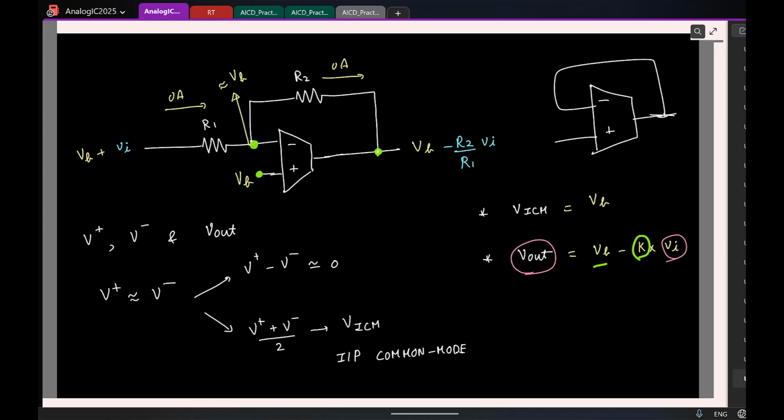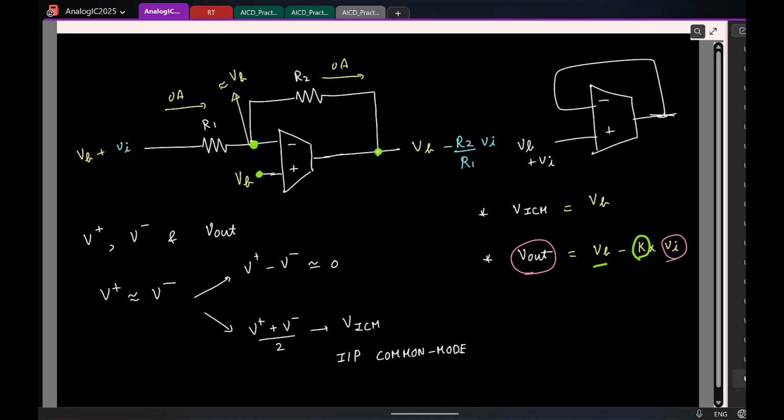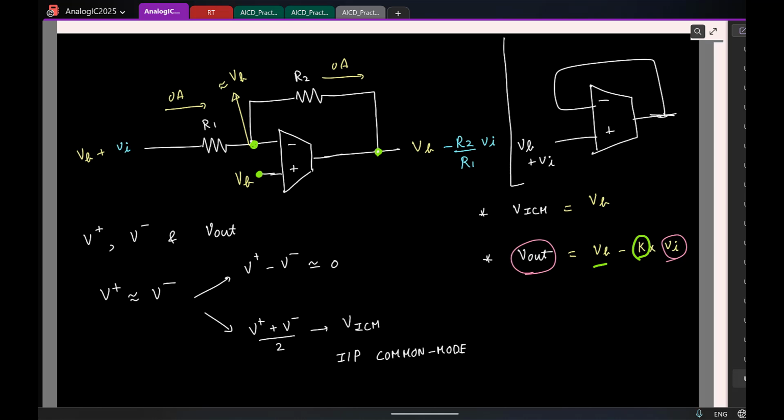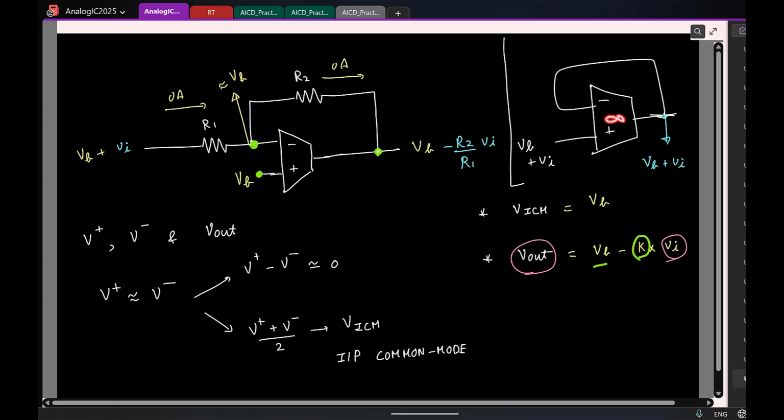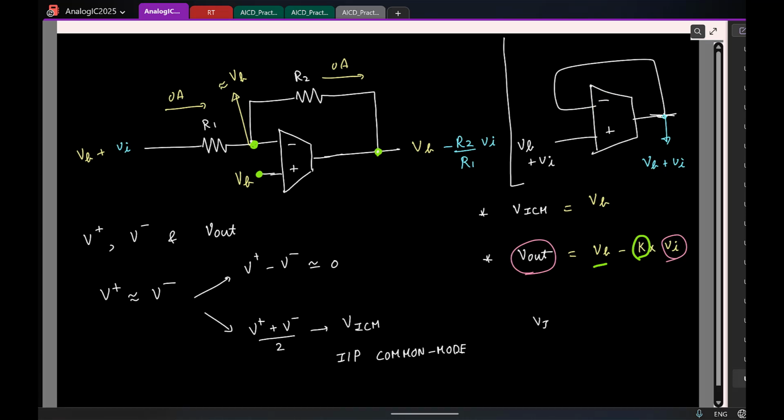For example, here I'll apply VB plus VI, correct? If I use it in this configuration, this is VB plus VI. So what will the output be here, approximately? I mean, what will the output be? VB plus VI. Again, the op amp, let's assume that it has an infinitely large gain. So these two potentials will be the same. So in this particular circuit, what is VICM?